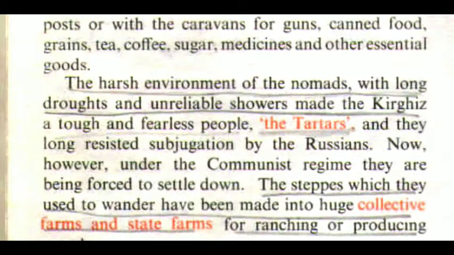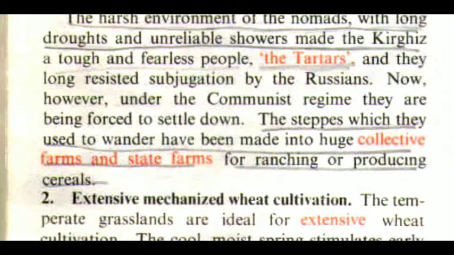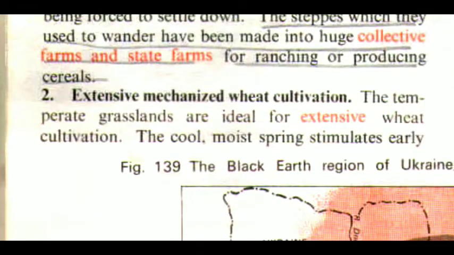The harsh environment of the nomads, with long droughts and unreliable showers, made the Kyrgyz and the Tartars a tough and fearless people, and they long resisted subjugation by the Russians. Now, however, under the communist regime, they are being forced to settle down. The steppes which they used to wander have been made into huge collective farms and state farms for ranching or producing cereals. The second one is extensive mechanized wheat cultivation.